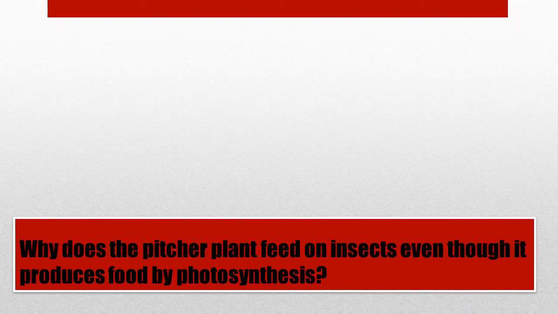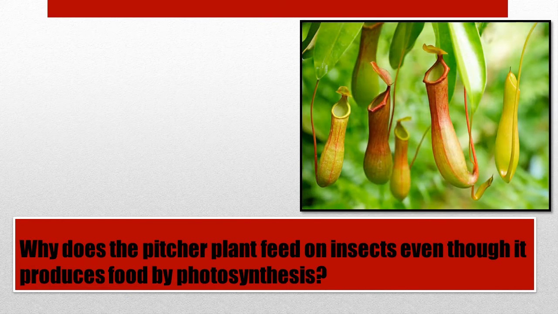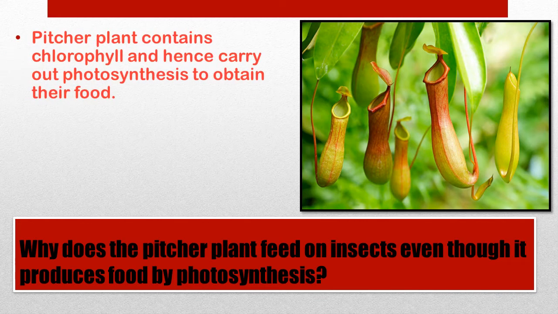Okay, so why does the pitcher plant feed on insects even though it produces food by photosynthesis? That means this is a green plant, so the pigment chlorophyll is present in it, and it prepares food by photosynthesis, but then it still feeds on insects. So why? Let's see the answer.